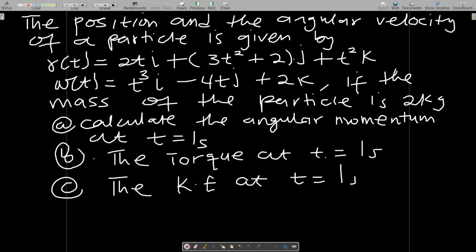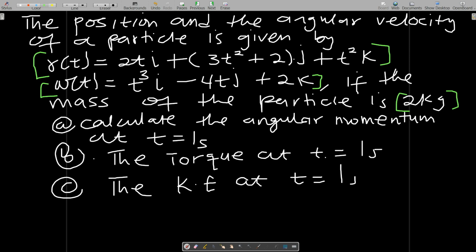Now we are saying that the position and the angular velocity of a particle are given by r of t equals 2t i plus that, and omega of t is given by that. The mass of the particle is 2 kilograms. I hope you are settling and trying to figure out some of the things. We need to know the mass as well, which is 2 kilograms. That's how you solve physics questions: you just try to figure out the terms given.